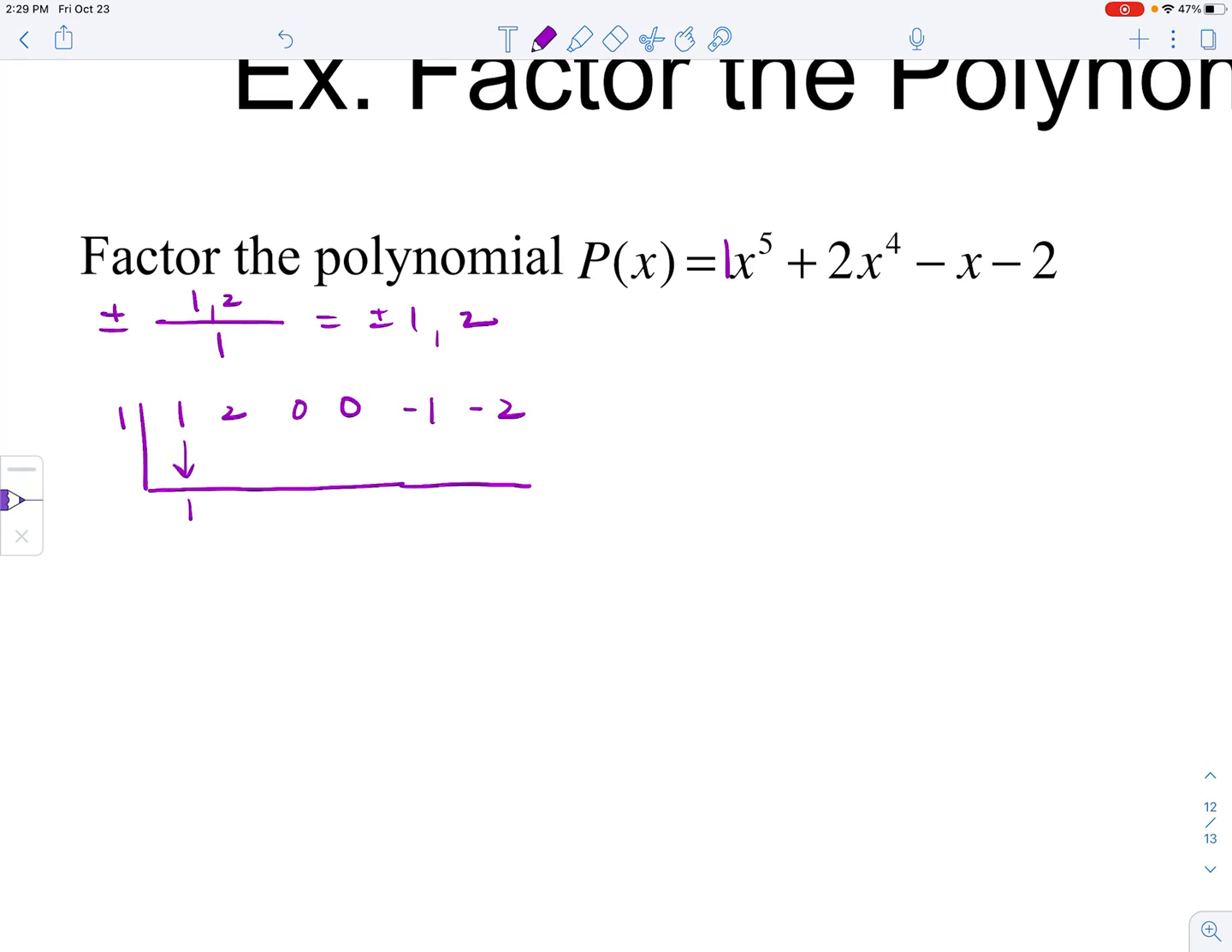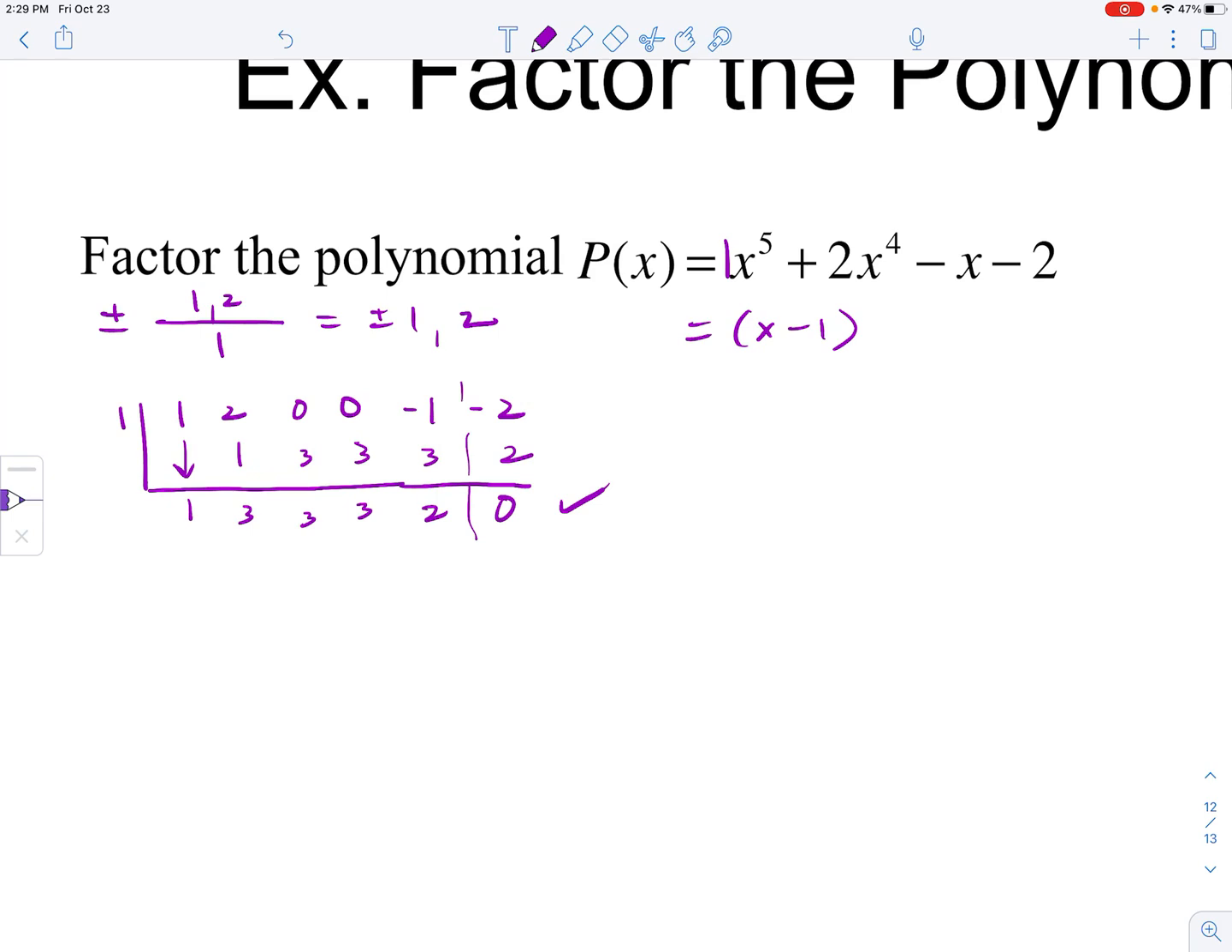If I bring 1 down, 1 times 1 is 1. 1 times 3, 3. Okay, our remainder is 0. Therefore, 1 is a 0 for this polynomial, or x minus 1 would be a factor.